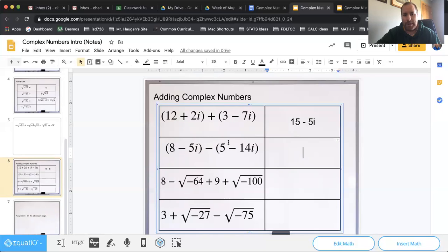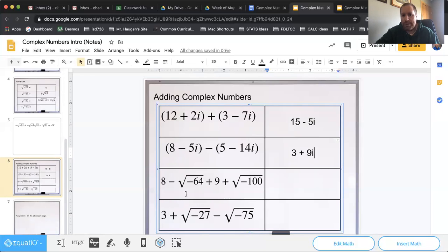So this would be like 8 minus 5, that's 3. And then negative 5 minus negative 14. We just got to be careful. That's like negative 5 plus 14, which, lost track there for a second. Oops, would be plus 9i. I suppose I put that adding symbol in there. And that's all that is, right?